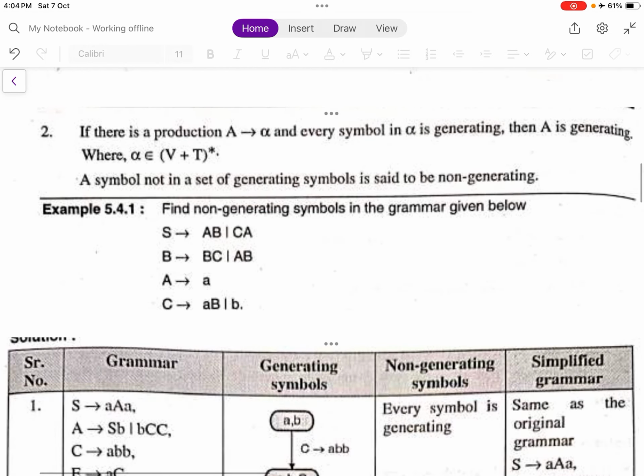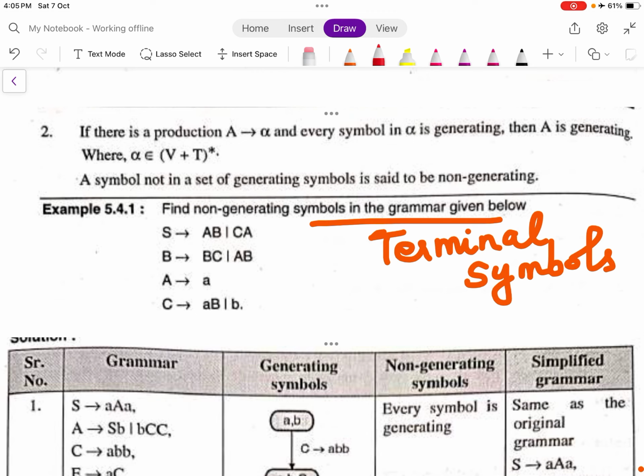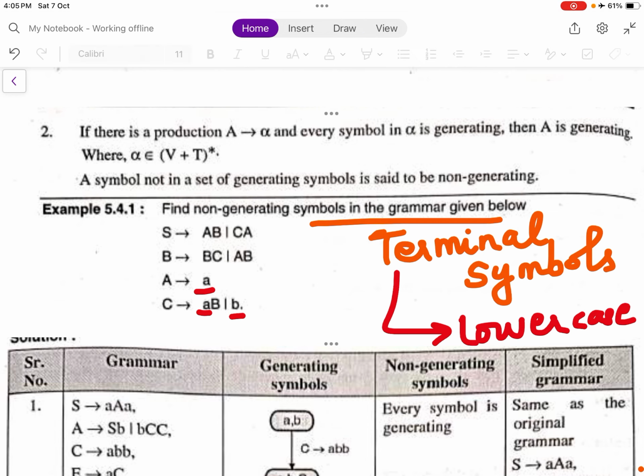So we'll see a simple way of finding a non-generating symbol. Always start from the terminal symbols. Terminal symbols are represented using small, lowercase letters: small a, small b, small c, etc. Anywhere you see a small letter, that is a terminal symbol.